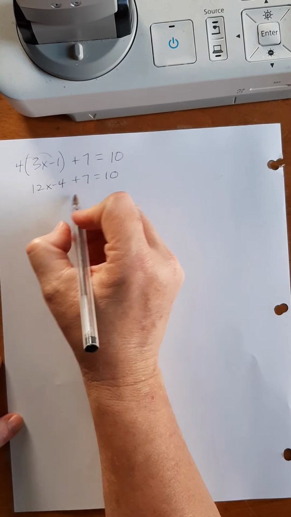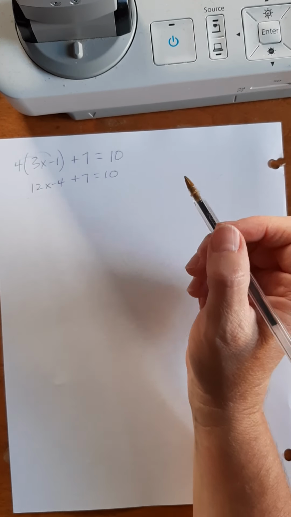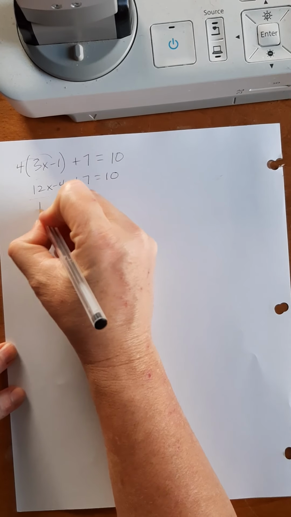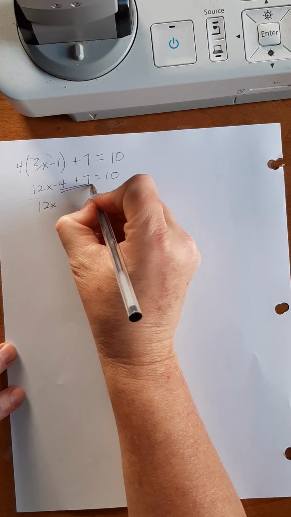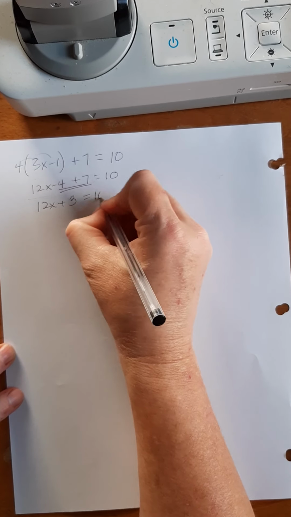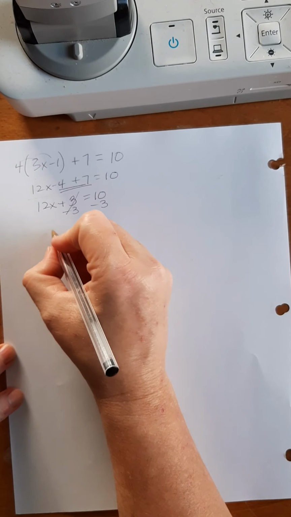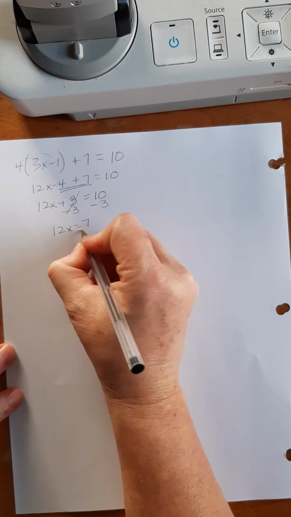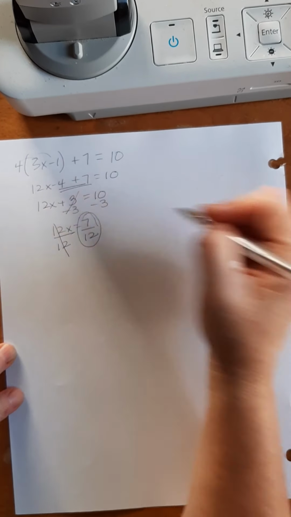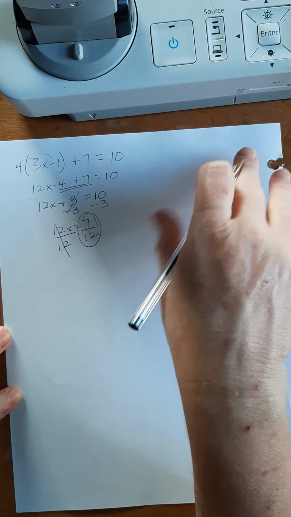Add all like terms on either side. Now remember, as long as you're not moving across the equal sign, you do not do the opposite. So that would be negative 4 and 7, or positive 3, equals 10. So subtract the 3. 12x equals 7. Divide by 12. 7 over 12.